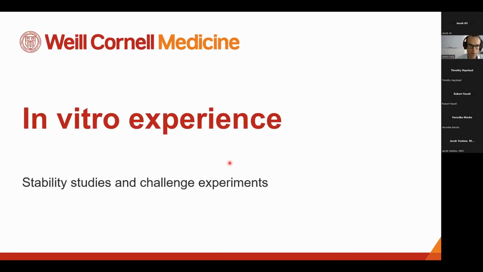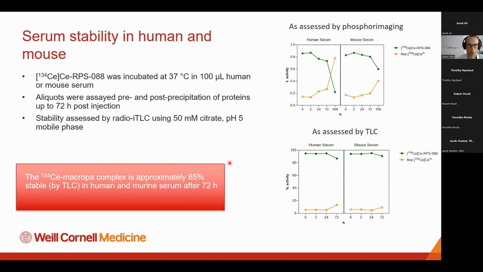So on to our in vitro experience. Here we are looking at the relative stabilities of these compounds, both to serum of human and murine serum, and also a challenge with DTPA. So for our serum stability studies, we incubated at 37 degrees C in either human or mouse serum. We assayed the aliquots at various time points.